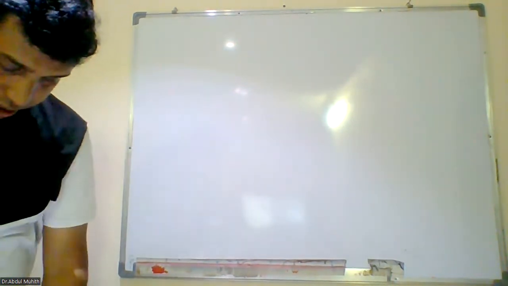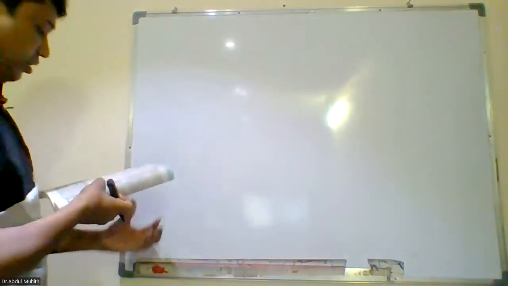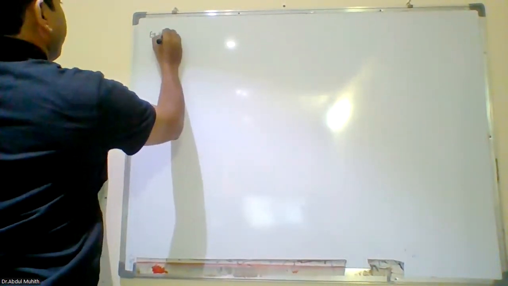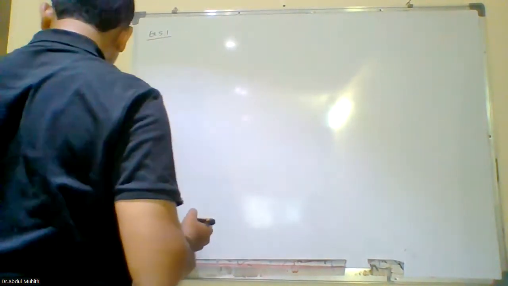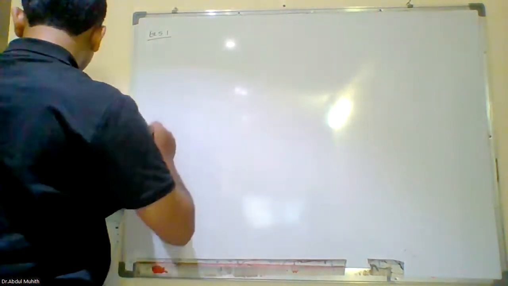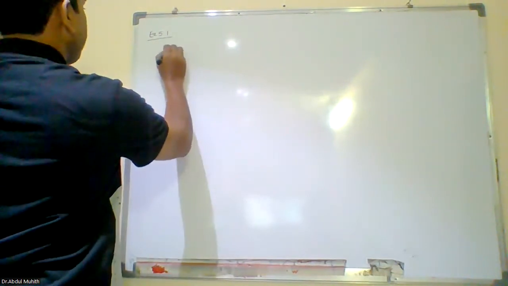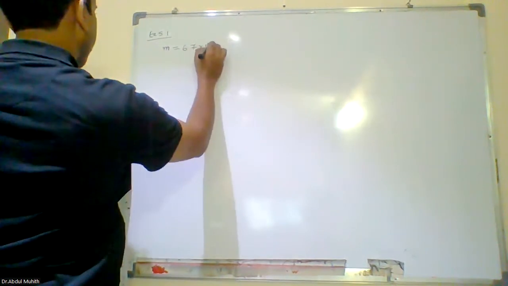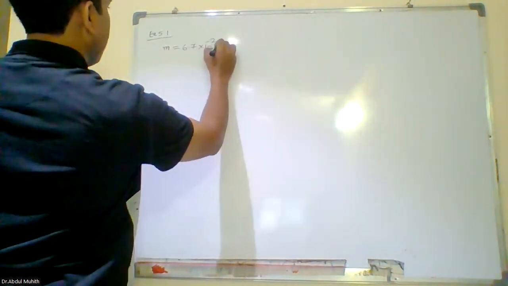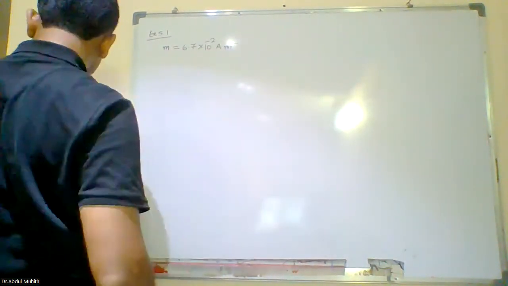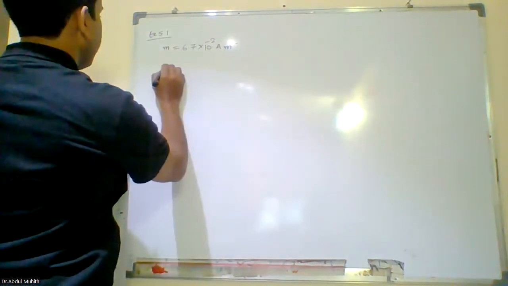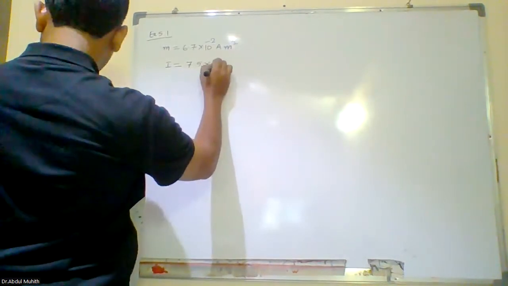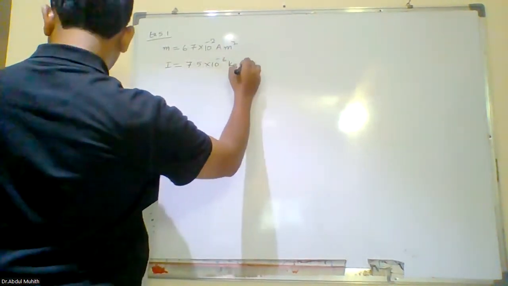Example 5.1. He says the magnetic field has a magnetic moment. How much? The magnetic moment is 6.7 into 10 to the power of -2 ampere meter square. This is the value of M. And moment of inertia I is given as 7.5 into 10 to the power of -6 kg meter square.